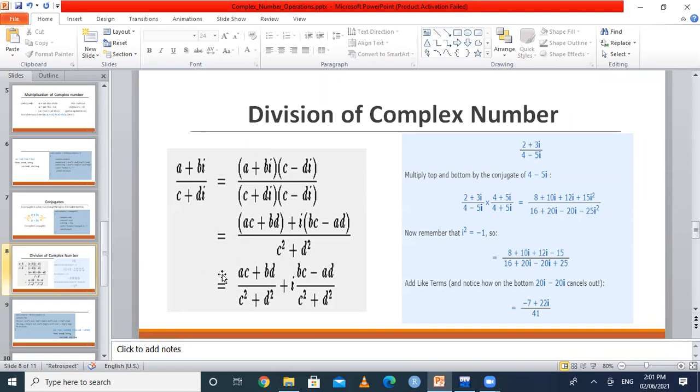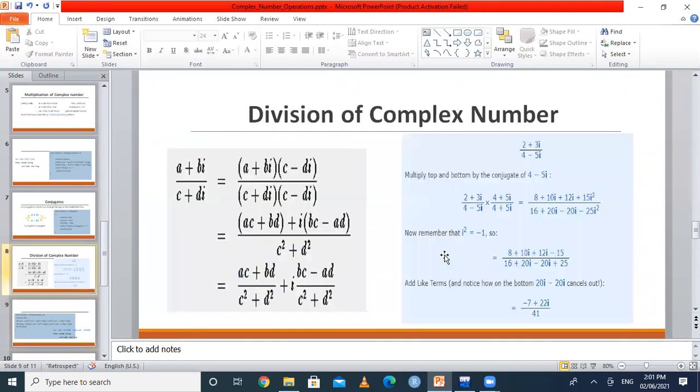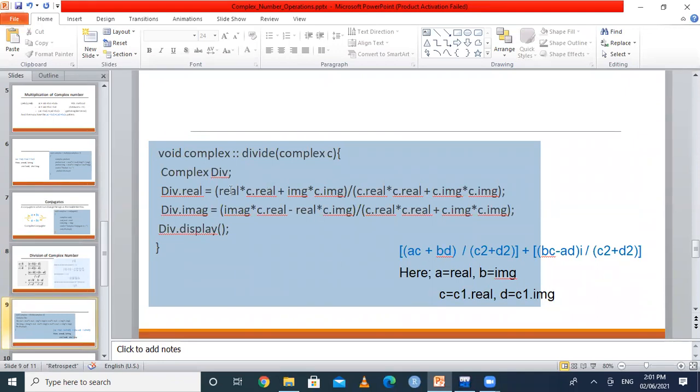So here we have to write down all these equations in terms of programming language. We know that A is equal to real and B equal to imaginary, then C equal to C1 dot real and D equal to C1 dot imaginary. So we have to write like this: AC plus BD divided by C square plus D square. So AC plus BD, A means real and C means C1 dot real. So it is real multiplied by C1 dot real. So it is equal to AC plus BD. B means imaginary and D means C1 dot imaginary. Means it is imaginary multiplied by C1 dot imaginary.